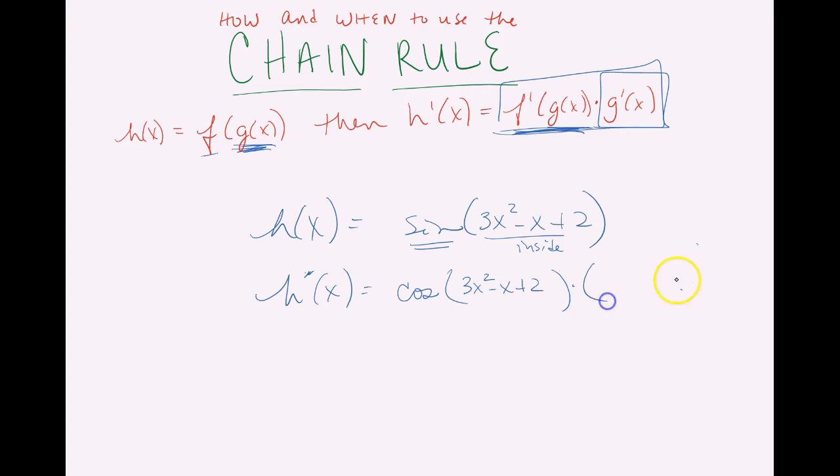Then out here, it's times the derivative of the inside. So the derivative of the inside is the derivative of this polynomial. So that would be a 6x minus 1 plus 0. Okay, so that is your chain rule. And of course, it gets more complicated with double chain rules and maybe a chain and a product mixed together, and so on, but we'll cover those in a later video.